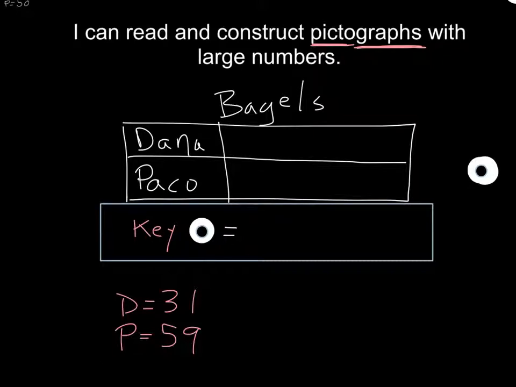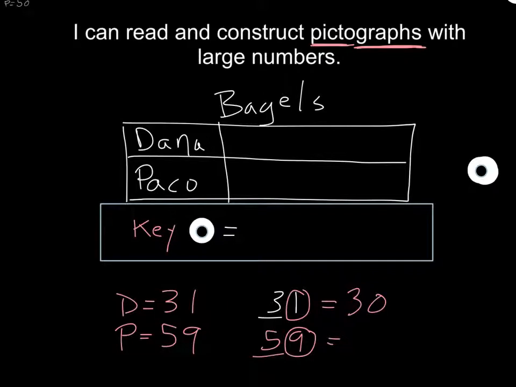So I would take 31 and I would round it to the nearest 10. I look at the tens place, and the ones place is going to tell me to round up or down. Well, is it closer to 30 or 40? I can tell that it's closer to 30. 59, however, I'm rounding to the nearest 10, and the 9 tells me to round up. It's closer to 60.